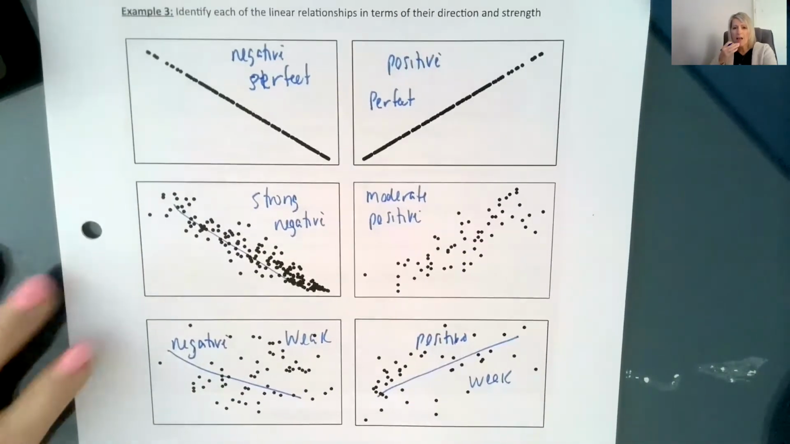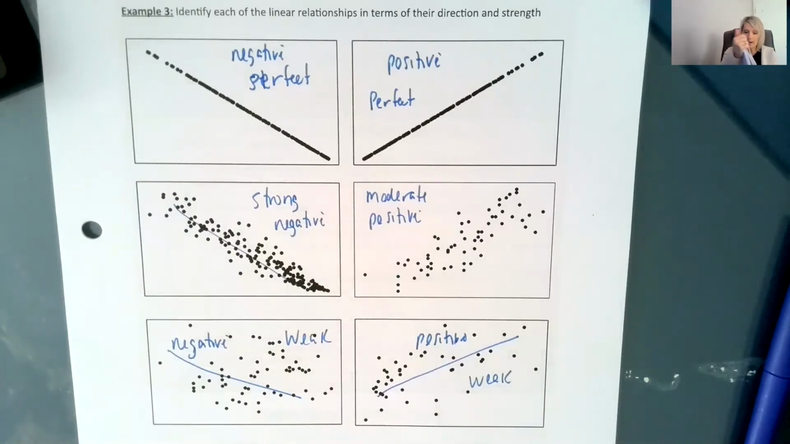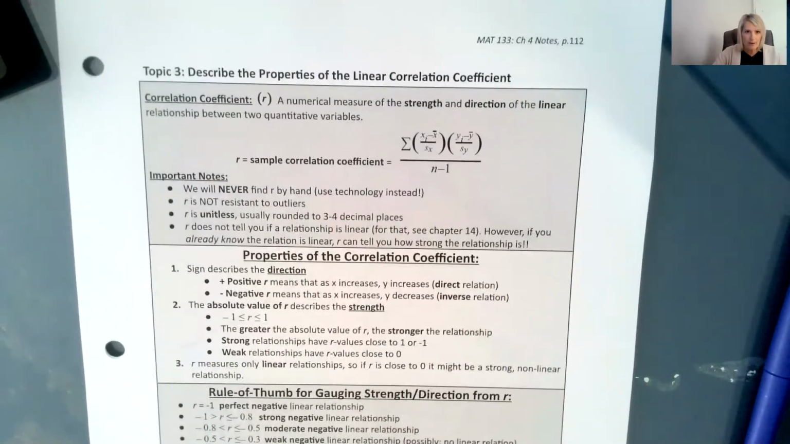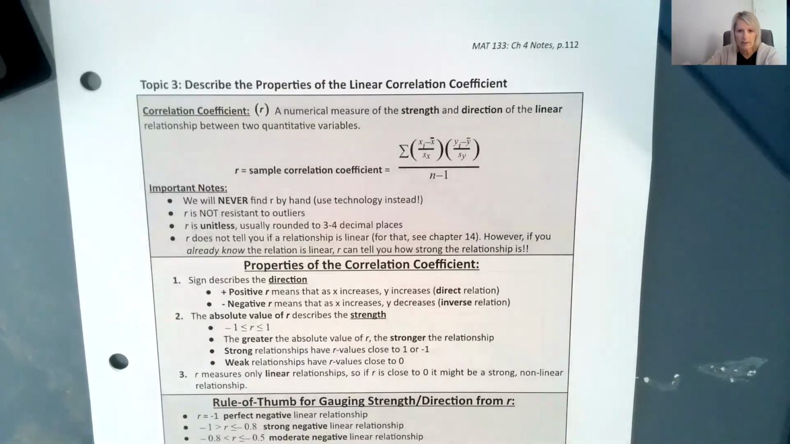And so after looking at this page, you're probably thinking, how am I ever going to be able to make these decisions? Because what Mrs. Main might think is moderate or strong or weak might not be what you're thinking is moderate or strong or weak. So can we all agree that we need some kind of a numerical measure to help us decide how strong or weak these relationships are? And yes, I would agree. We do need some measure. And that measure is right here for us. It's called the correlation coefficient.